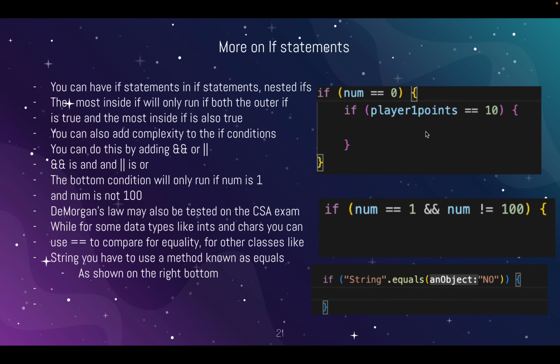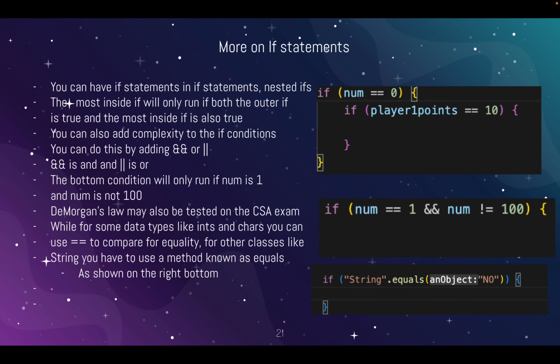You can also add more complexity to your if statements by using the two and signs, this is and, or the two or signs, which means or. So for example, you can do if num is equal to 1 and num is not equal to 100. Or you can do if num is equal to 1 or if num is equal to 100. Either of those you can do in Java.